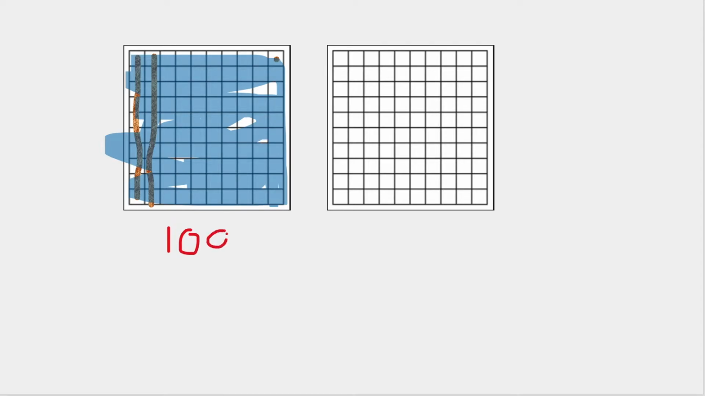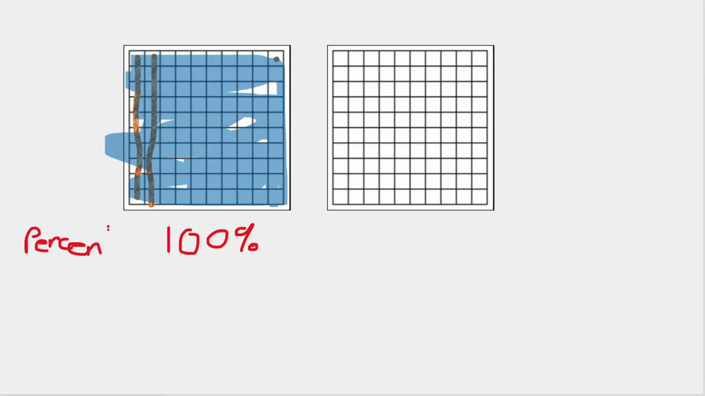Now, what if, maybe I'll get a bigger one here. What if this whole thing was colored in? Okay, best I can. Okay, there we go. What would that be? Well, this would be 100%, right? Because the whole entire thing is colored in. Okay, so that would be the percent.